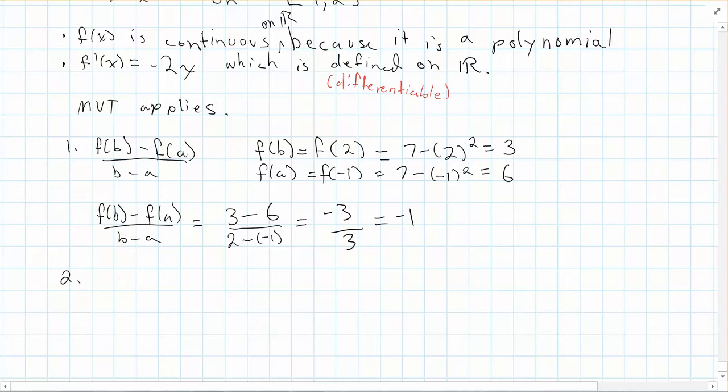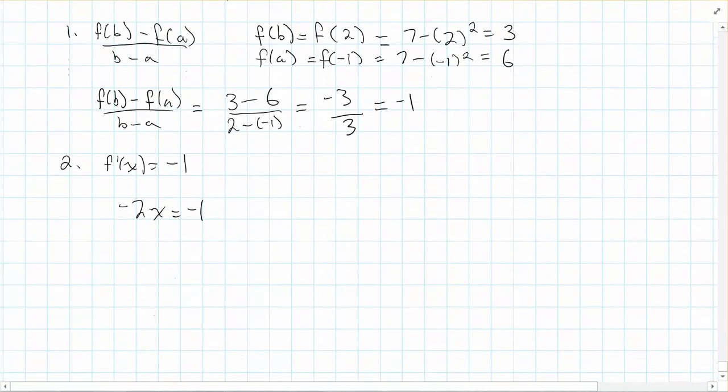Then the second thing to do is set f prime of x equal to that number. So we need to say f prime of x equals -1. In other words, what we're saying is -2x is equal to -1. And then x equals 1/2. Now, there's only one answer in this case, so we know it's got to be the one that's in the interval, but you should always check: is 1/2 in the interval? Yes, it is. So this is my answer here, x equals 1/2.